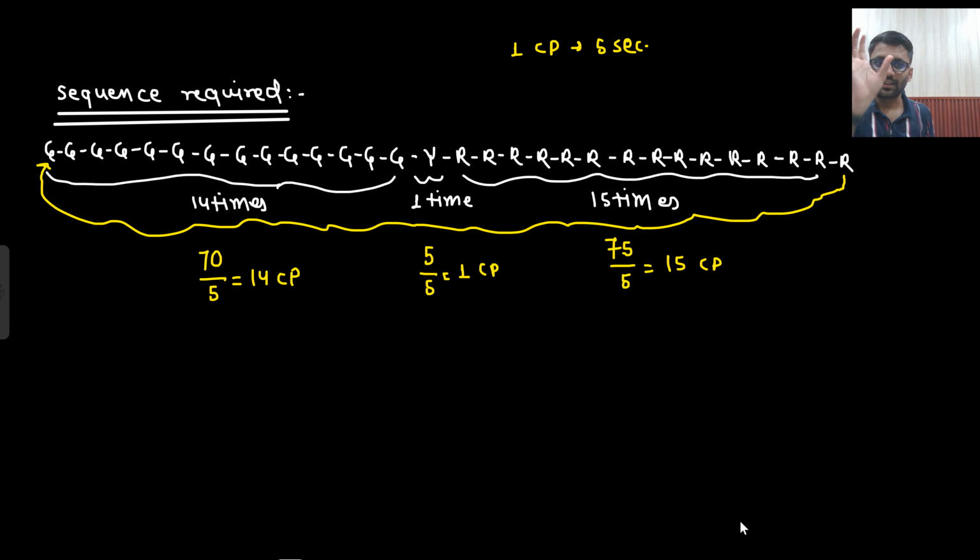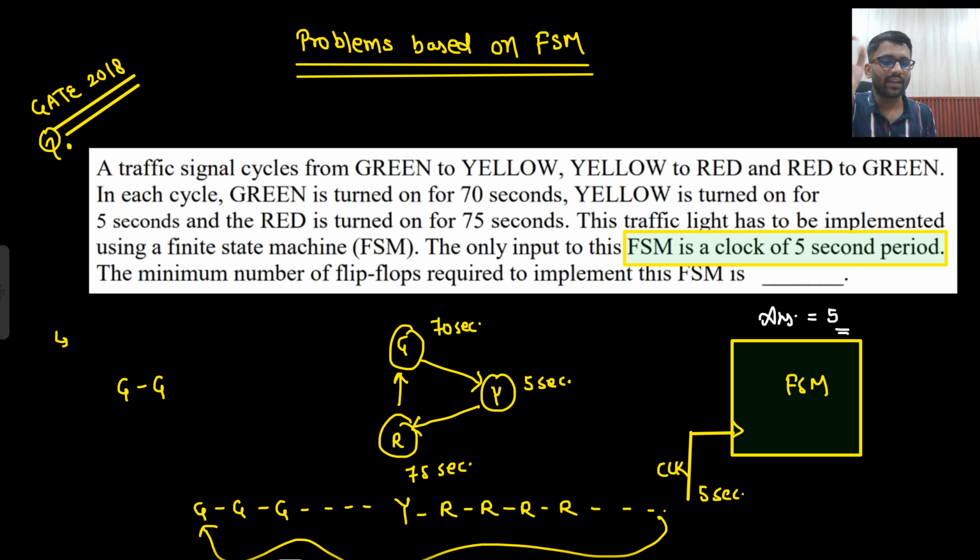So in total I would require 30 cycles. How would I know that I would require 30 cycles? 75 seconds, 5 seconds and 70 seconds, 5 seconds and 75. 70 plus 5 plus 75, what would that be? 150. And each cycle is of 5 seconds. So basically I require 30 cycles. So I need 30 combinations.